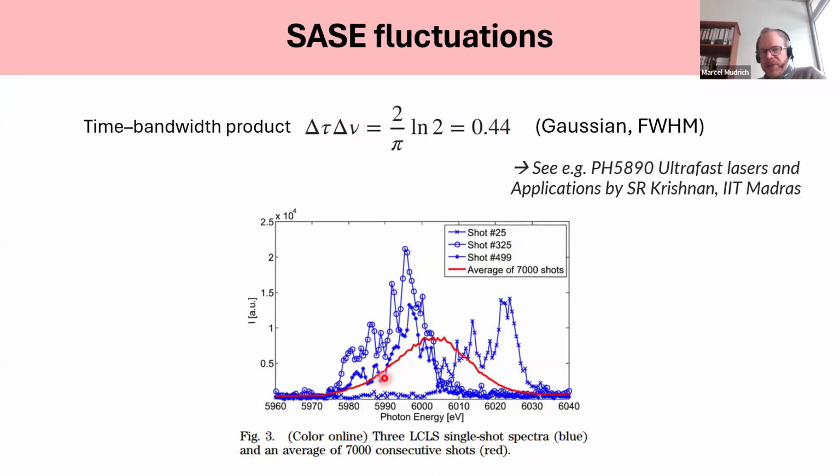And if we assume a Gaussian shape of the spectrum, and therefore also a Gaussian shape of the pulse in time, then the time bandwidth product exactly equals 0.44. That comes from just Fourier transformation. But we have this constant here.